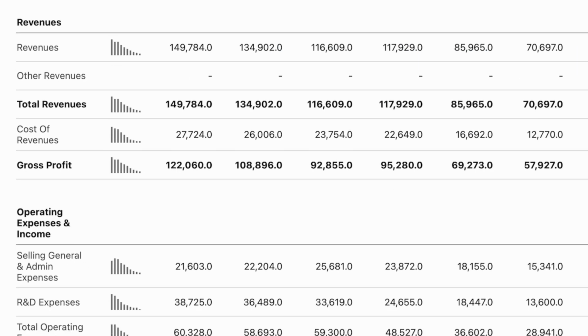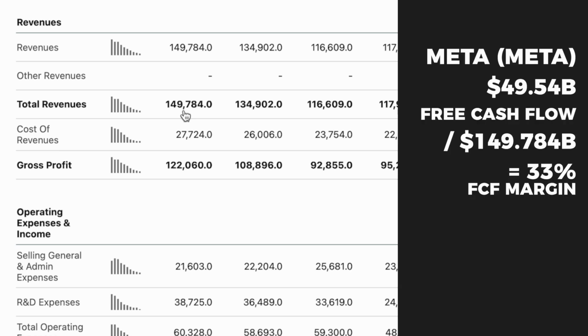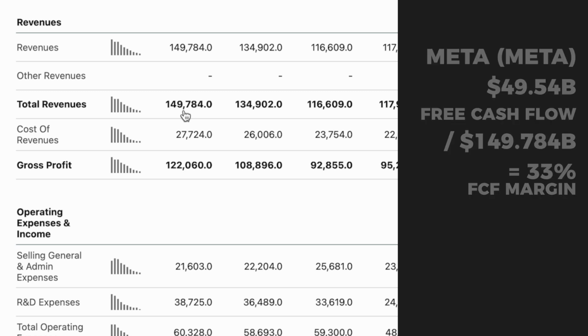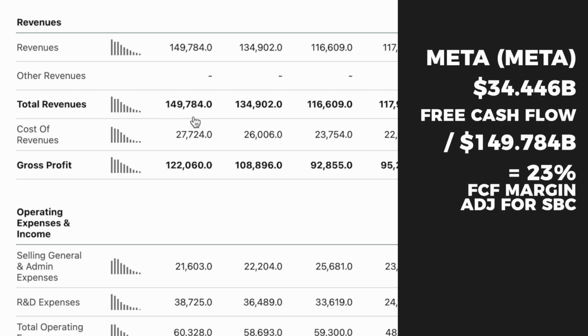So if we go to the income statement for Meta, we see that for the trailing 12 months, Meta has over $149 billion of total revenue. So if we want to calculate the free cash flow margin for them, we basically take $49.54 billion divided by $149.784 billion, and we get a 33% free cash flow margin. Now, if we want to take the stock-based compensation adjusted number, then we take $34.446 billion divided by the $149.784 billion, and we get a stock-based compensation adjusted free cash flow margin of 23% for Meta.